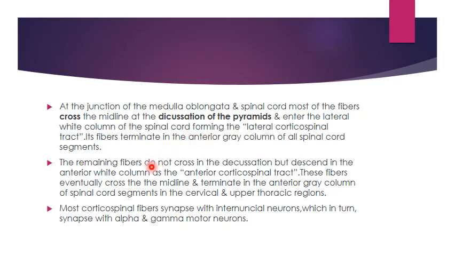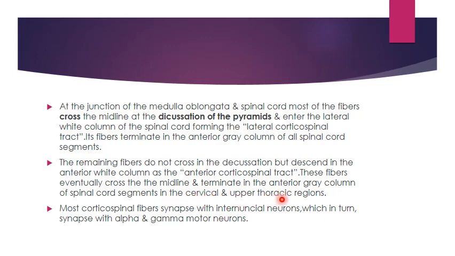The remaining fibers do not cross in the decussation but descend in the anterior white column as the anterior corticospinal tract. These fibers eventually cross the midline and terminate in the anterior gray column of spinal cord segments in the cervical and upper thoracic regions. Anterior corticospinal tract is not present in all spinal cord segments, but it only can be seen in cervical and upper thoracic regions.